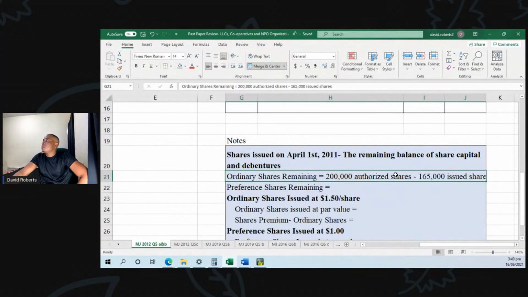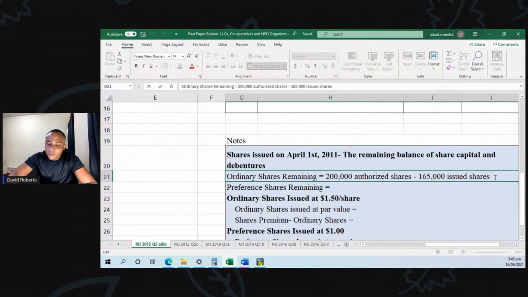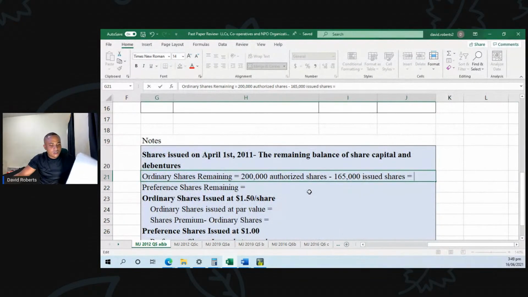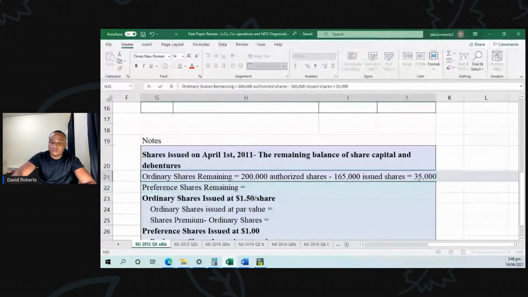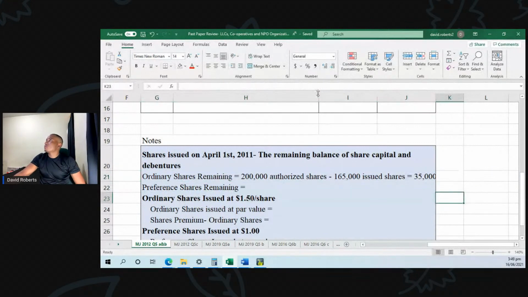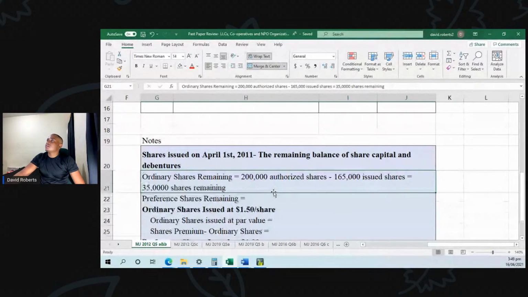So going back, we have 200,000 being authorized and 165,000 being issued. Therefore, how much do we have remaining to be issued? The difference is the answer. Right, 35,000. Correct. So you have 35,000 shares remaining. I'm going to wrap this so you can see the answer. Great. So you just give me the number of shares.